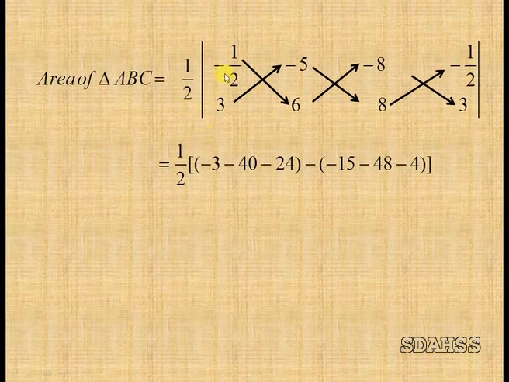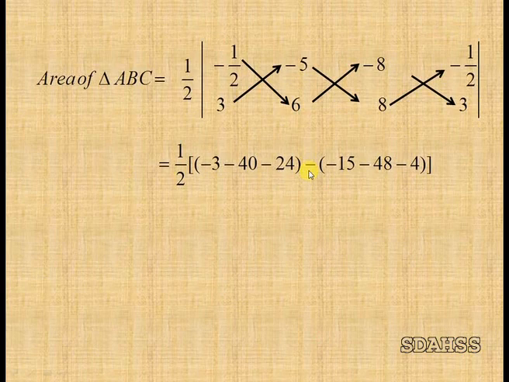First you have to multiply up to down. Minus 1 by 2 into 6, minus 3. Minus 5 into 8, minus 40. Minus 8 into 3, minus 8 3s are 24, minus 24.